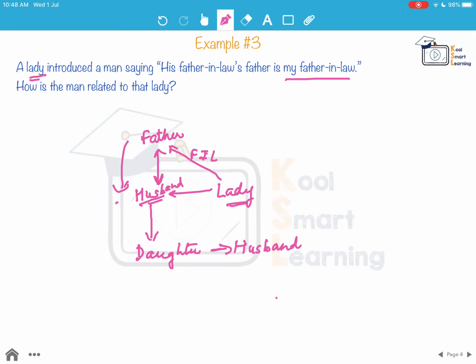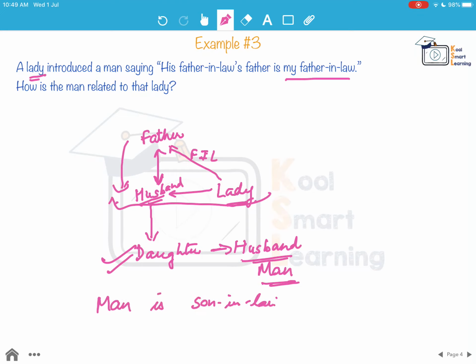Now how is this man related to the lady? Now this is the man that we are talking about. How is this man related to the lady? Now if you see, this daughter is the daughter of this lady, and we are talking about her husband. So that means the man is son-in-law of the lady.